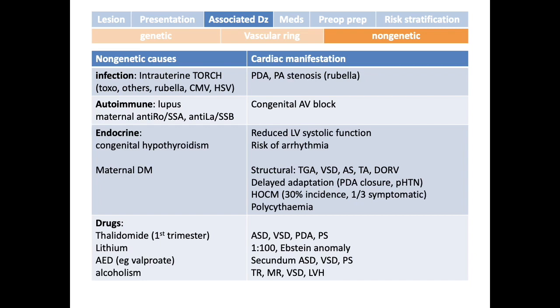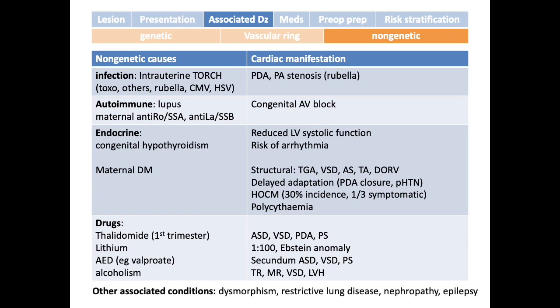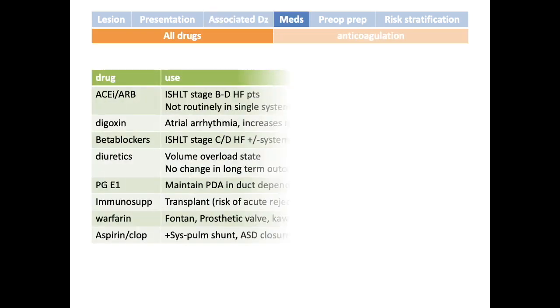Endocrine conditions such as congenital hypothyroidism may cause left ventricular systolic dysfunction and arrhythmia, whilst maternal diabetes can result in a wide range of malformations, including that of great vessels. Drugs such as thalidomide, lithium, valproate and alcohol may cause cardiac malformations as well. Even if CHD is not associated with any genetic or non-genetic cause, it can coexist with extracardiac manifestations including dysmorphism, restrictive lung disease, nephropathy as well as epilepsy. This slide shows the medications the patient may be on.